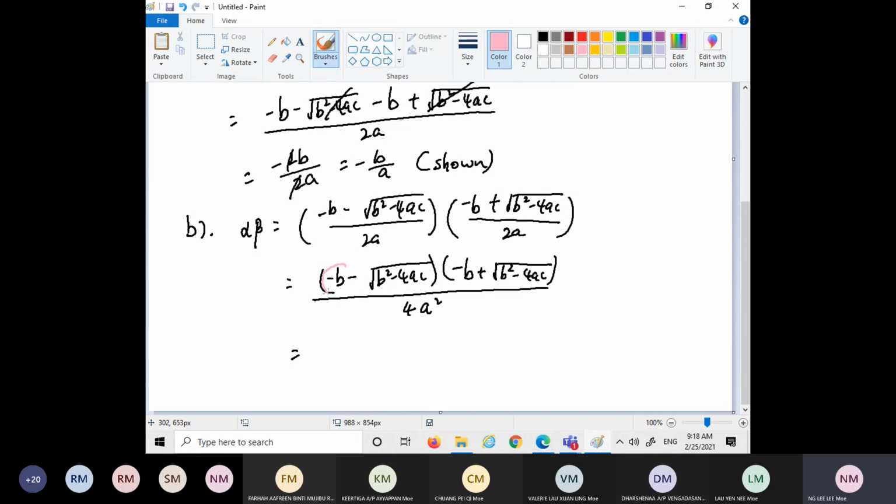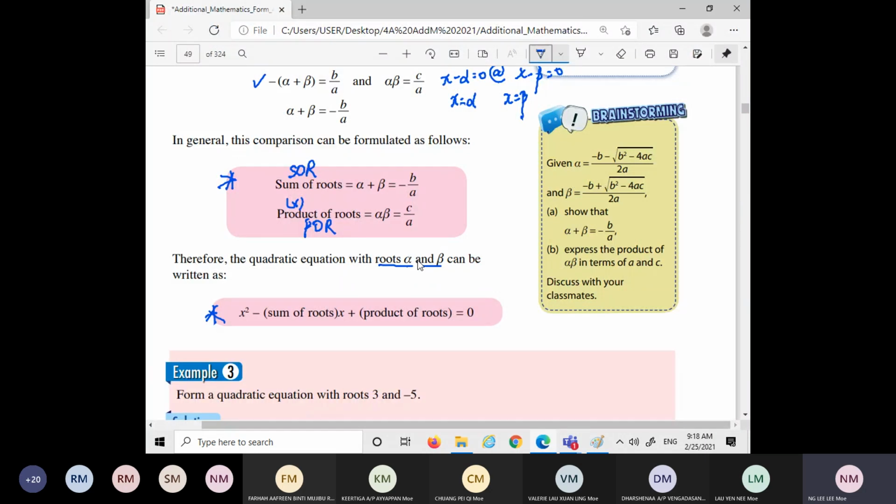You can see this is x, then minus this as the y, then again this is the x plus, and same thing, this is the y. So (x minus y)(x plus y). Okay, we go back to the textbook.